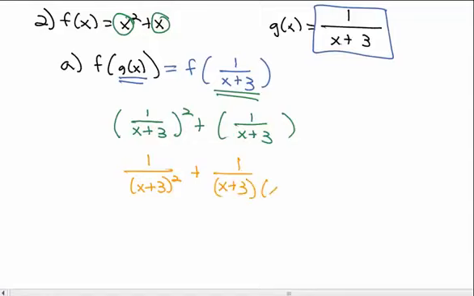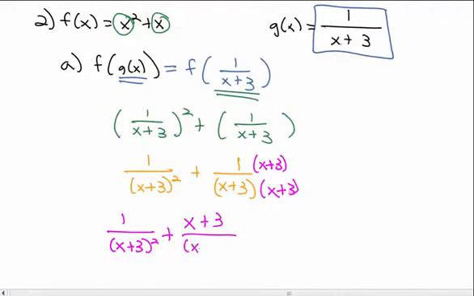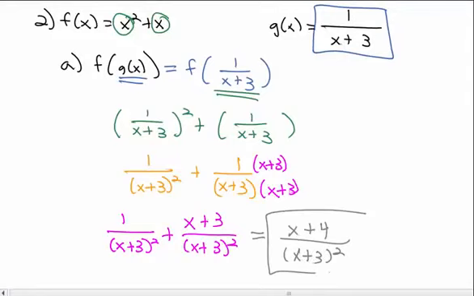To get a common denominator, we need another x plus 3 factor. Let's go with a different color. And that's going to give us 1 over x plus 3 squared plus x plus 3 over x plus 3 squared. Combining like terms, then in the numerator we have x plus 4 over our common denominator of x plus 3 squared. We have our composition.